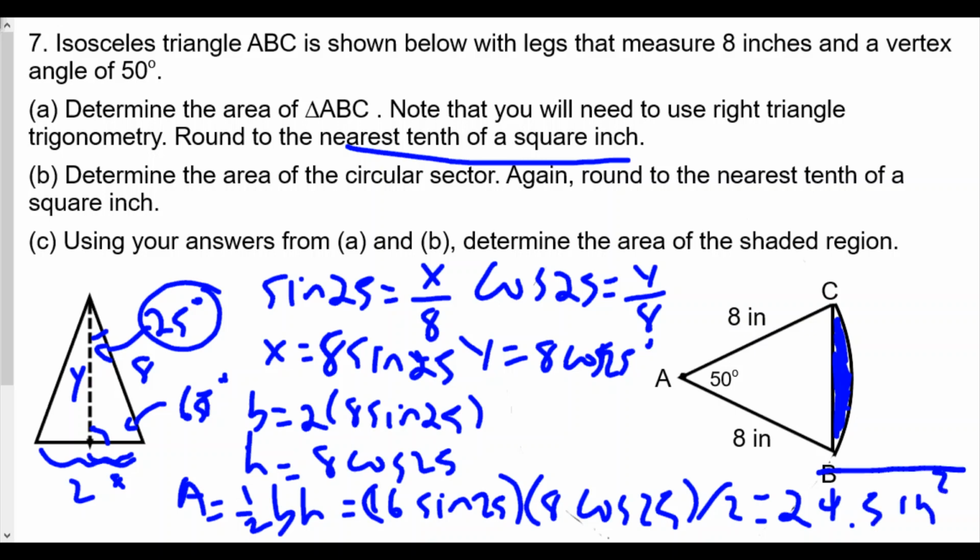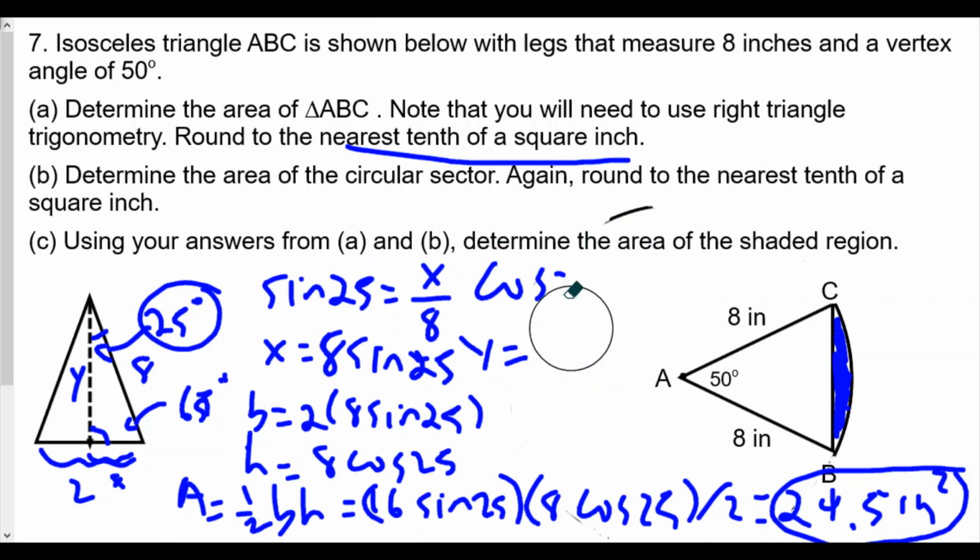Okay, so this is going to be the answer for part A, 24.5 inches squared. Now, is there a faster way? Of course there's a faster way. We learned how to find the area of a triangle. So allow me to erase all this stuff. If you want to, you can pause the video, take a picture, and write everything down. No big deal, but I'm going to erase all this stuff here.